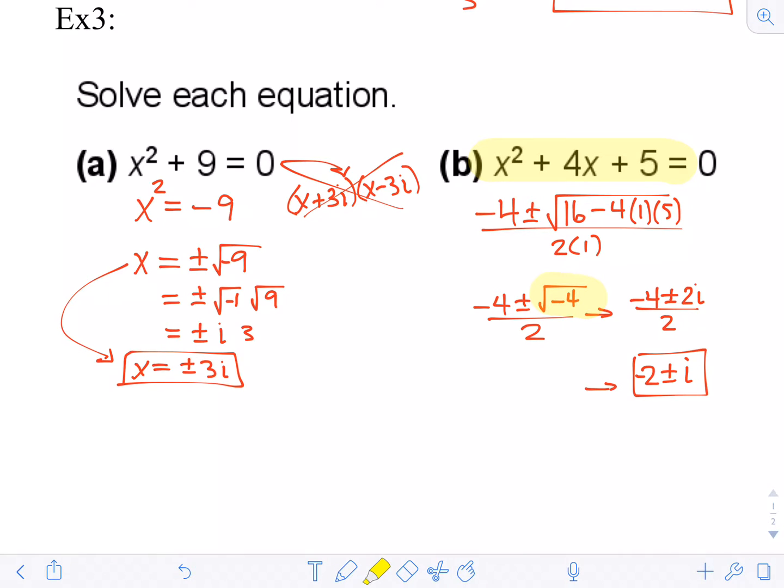It's not too bad once you understand just the fact that i squared is -1. And after that, everything's the same.